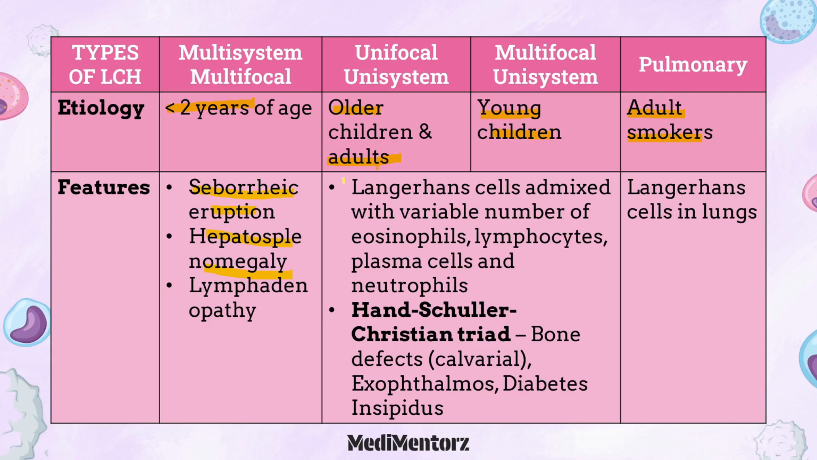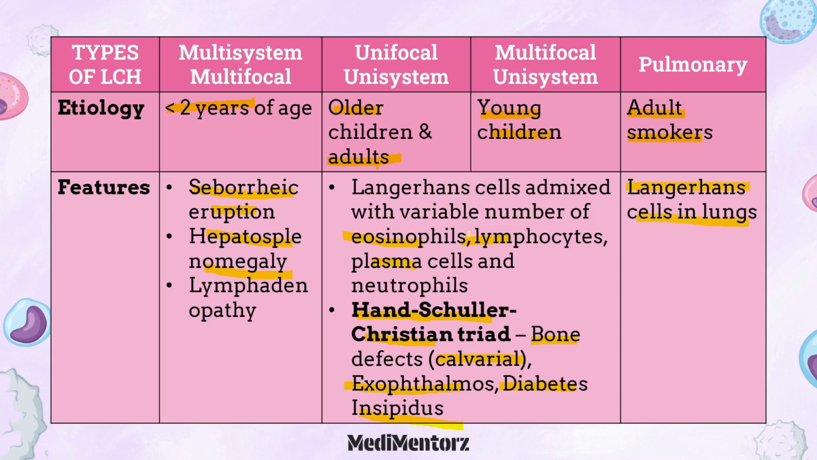Whereas in unisystem unifocal or multifocal unisystem, the features include Langerhans cells mixed with a variable number of eosinophils, lymphocytes, and plasma cells, and it shows a characteristic triad called the Hand-Schüller-Christian triad, which is a combination of calvarial bone defect, exophthalmos, and diabetes insipidus. Whereas pulmonary Langerhans cell histiocytosis shows the presence of Langerhans cells in the lung biopsy.